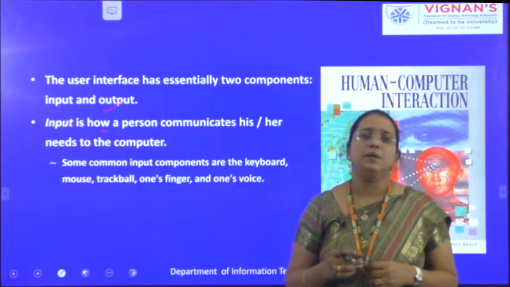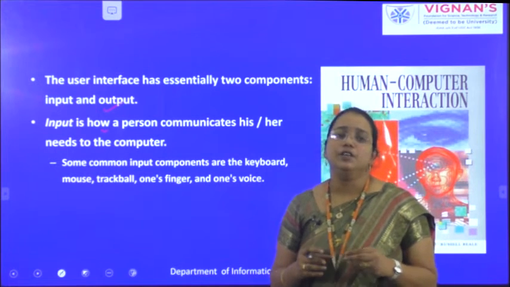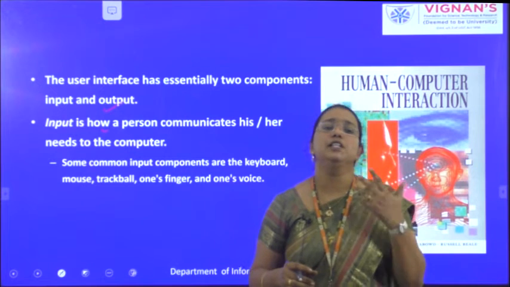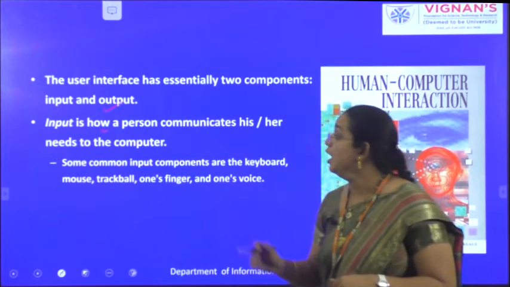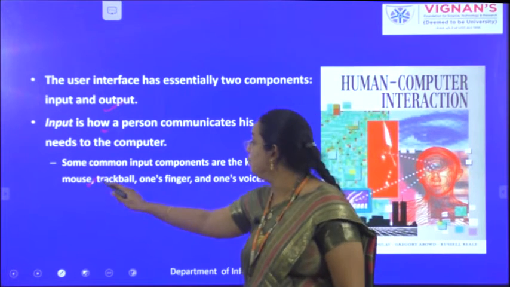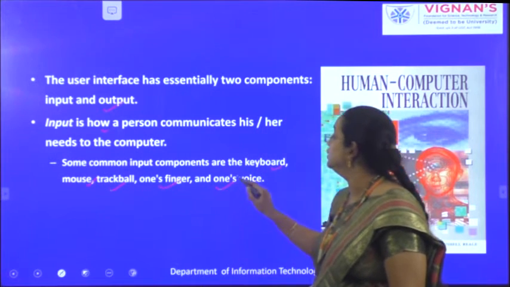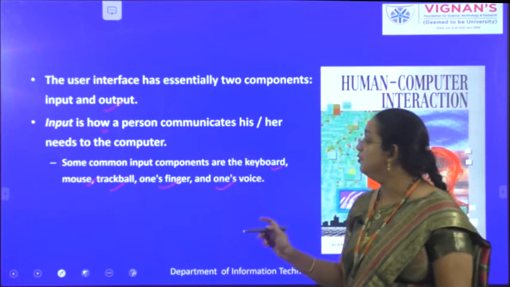Whether you are sending some picture, that is also input. Everything, whatever data is given by the user to the system, is considered as input. Some common inputs are keyboards, mouse, trackball, one's finger and one's voice. The data input is in different forms.